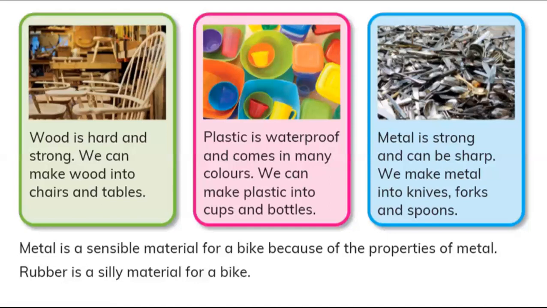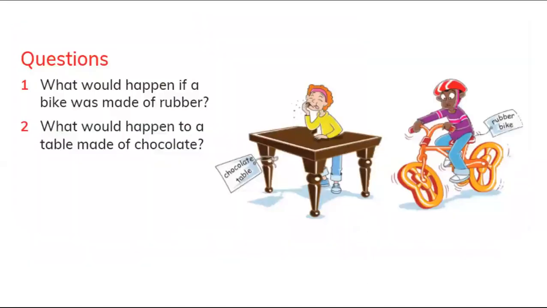So let me ask you a question. What is the good material to make a car? Wood, plastic, or metal? Metal is the best for the car because it is strong. So let's talk about the questions. Here is the first question.